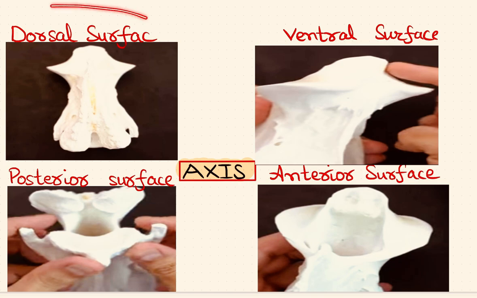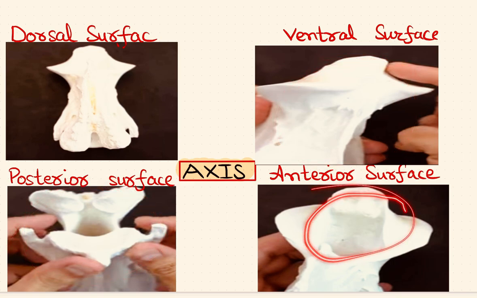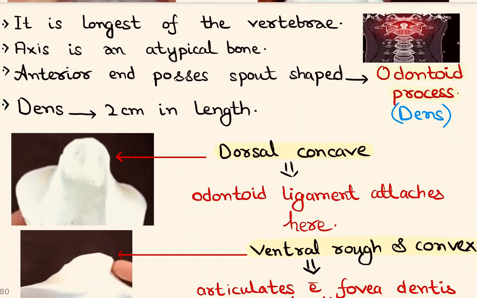So this is its dorsal surface. You can recognize this is the dorsal surface of the axis of a horse. When we complete this video, you will be able to differentiate the axis of a horse and know what its constituents are. Now this is the ventral surface of the axis, this is the posterior surface, and this is the anterior surface. So let's start with the axis bone.